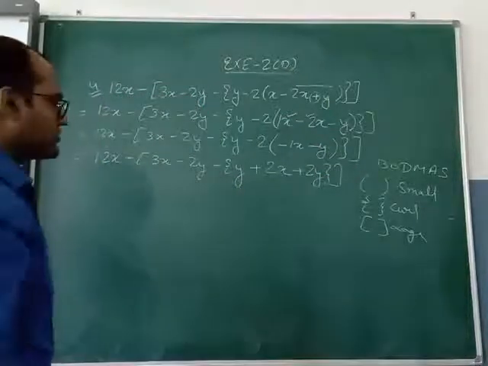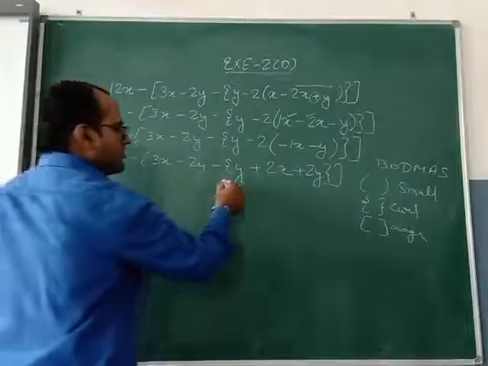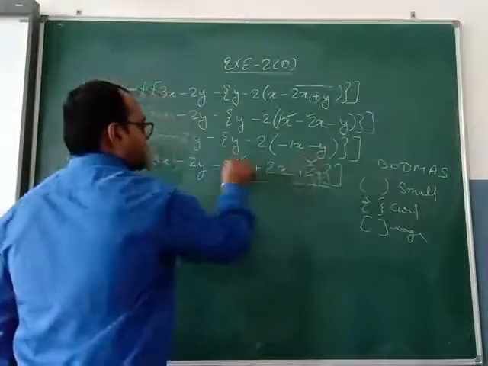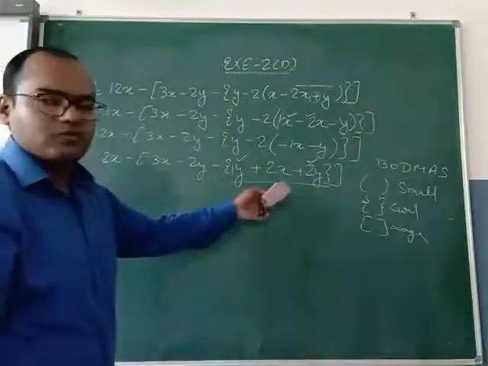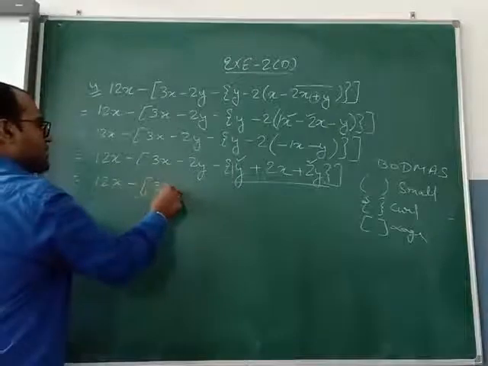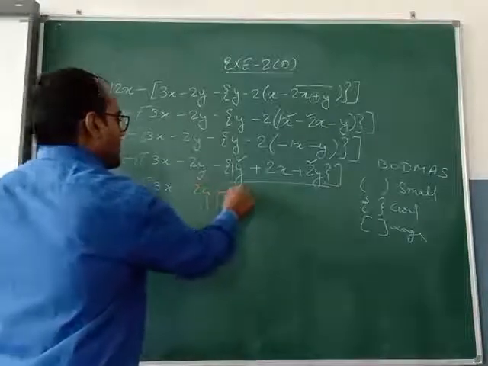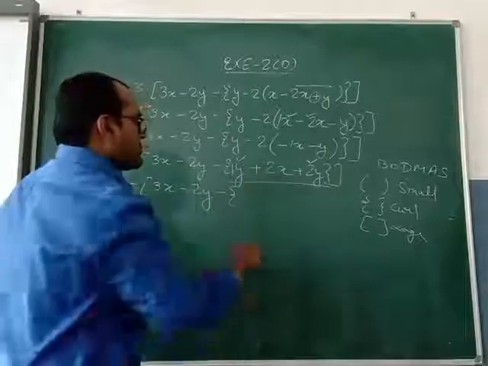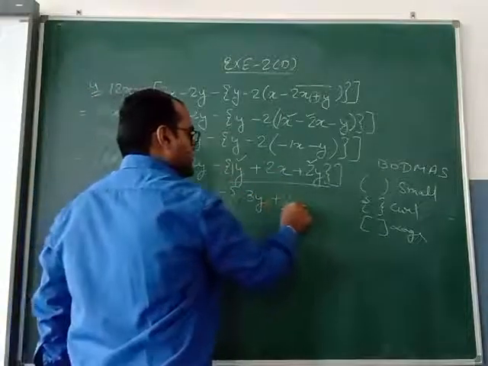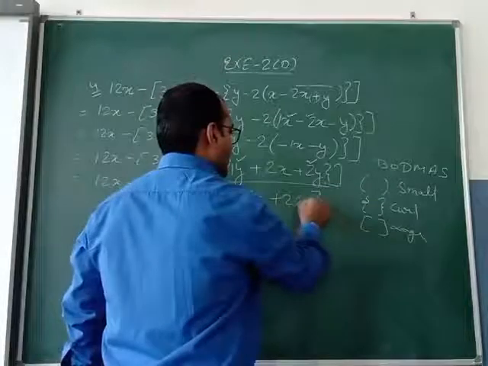Now in the next step we will solve this curly bracket. Here two terms are like terms, so we will solve them. 12x minus 3x minus 2y minus curly bracket as it is, plus 1y and plus 2y will be plus 3y, plus 2x as it is. Now the large bracket.